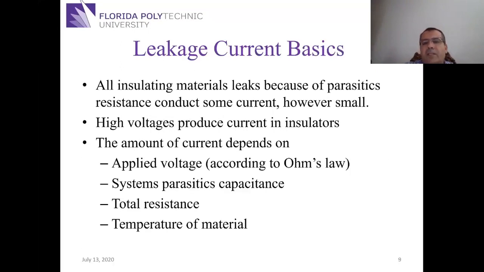The leakage current basics: what is the leakage current? Absolutely, high voltage produces current in insulators. All insulators, by the way, even if they have resistance, have a very, very tiny current. This current, you can see it now, is something like 10 to the power of negative 24 or 10 to the power of negative 10. It's a very, very minor current, but overall, if you count how long you leave the transistor or the chip working, it is counted per time. It is sensitive, it accumulates.